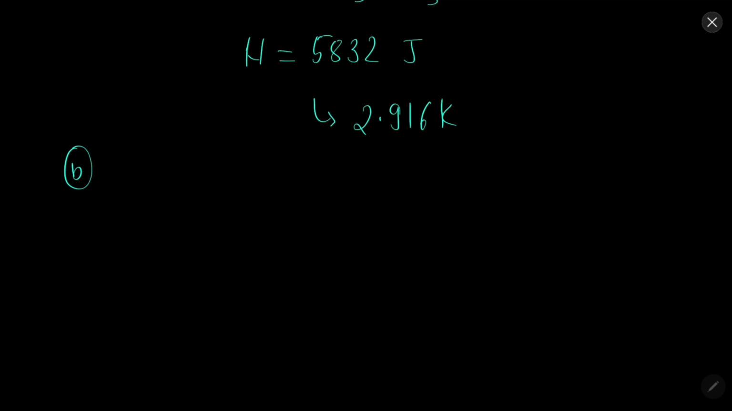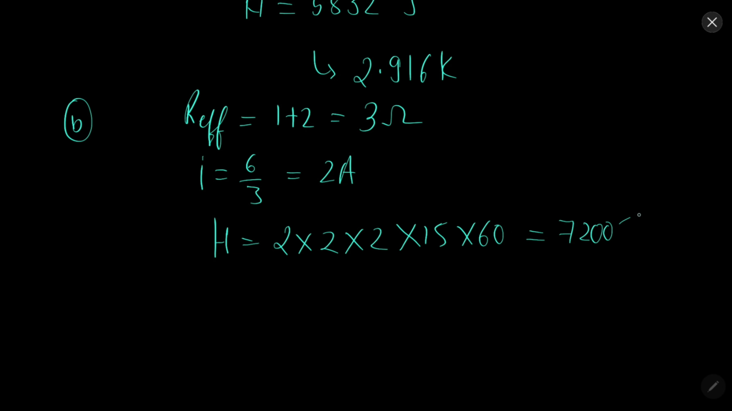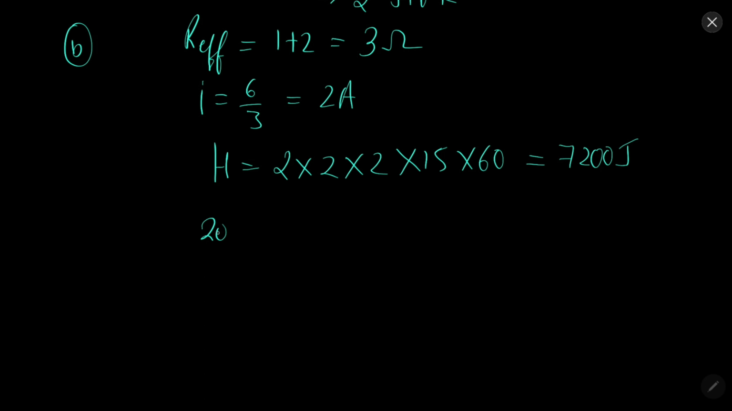Then the effective resistance will be 1 plus 2, 3 ohms. Current will be 6 by 3, 2 amperes. Heat will be 2 into 2 into 2 into 2 into 15 into 60, 7200 joule. 2000 joule raises 1 Kelvin, so 7200 joule will raise 3.6 Kelvin.